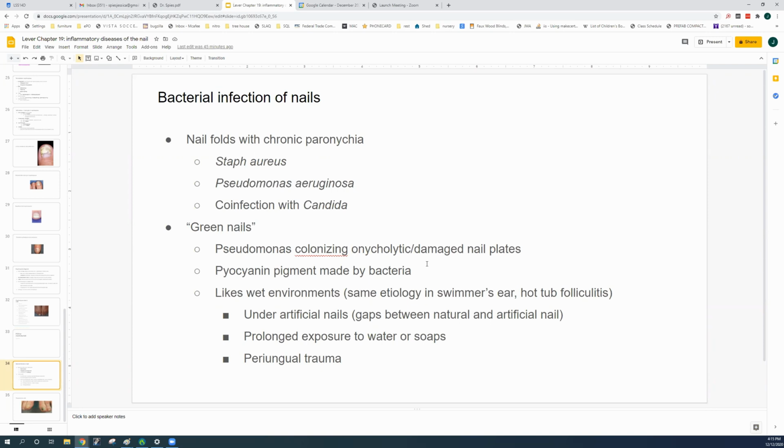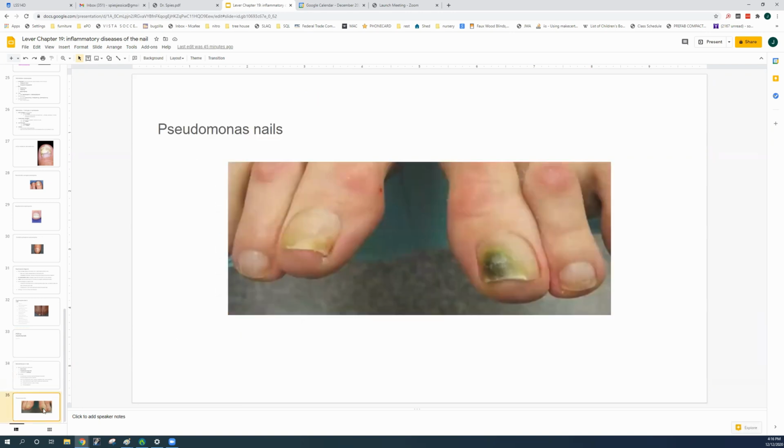Pseudomonas loves wet environments. Pseudomonas also causes, as you may remember, swimmer's ear and hot tub folliculitis. And so it can colonize gaps between the natural and artificial nail under artificial nails. It can also cause onychomycosis in people that have prolonged exposure to water or soaps. And it can cause onychomycosis in periungual trauma, and can extend from a chronic paronychia. And here's an example of the green Pseudomonas nails.